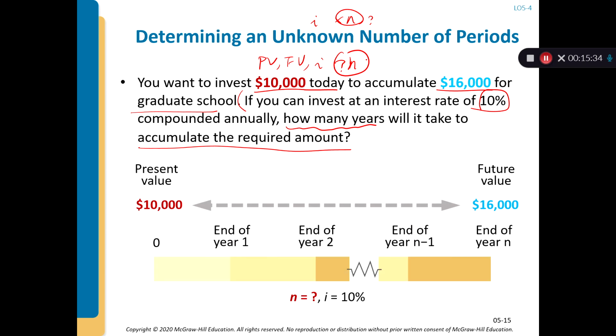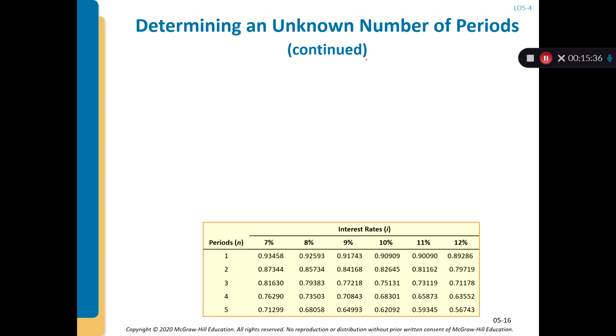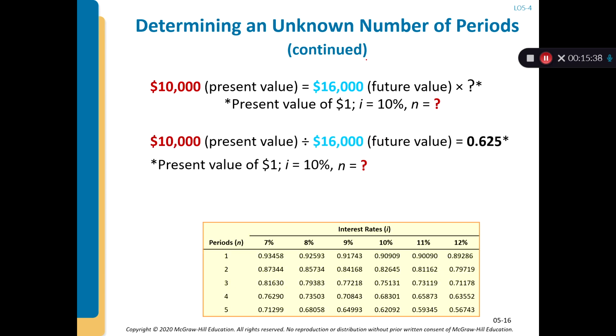Okay, so it's exactly the same thing. We want to calculate the present value factor, which is present value divided by future value, equals 0.625. And then we know the return rate is 10%, so we stay in the 10% column. And then we try to find a number similar to 0.625, and we think it's actually 5 most closely. So therefore, in ballpark, the n should equal 5.